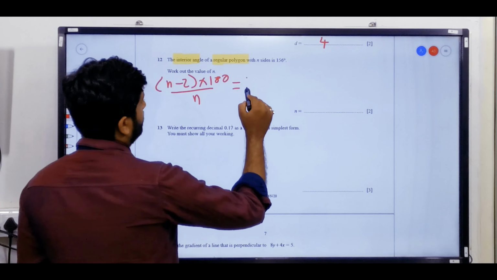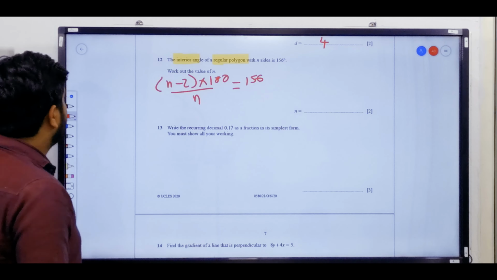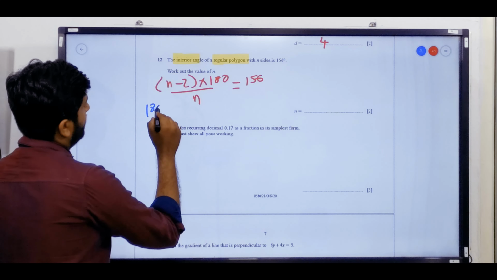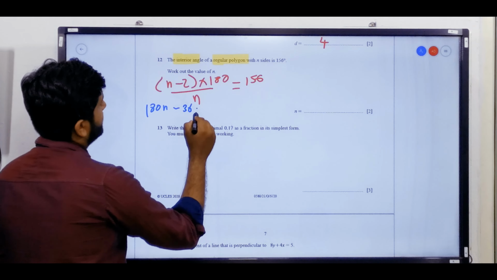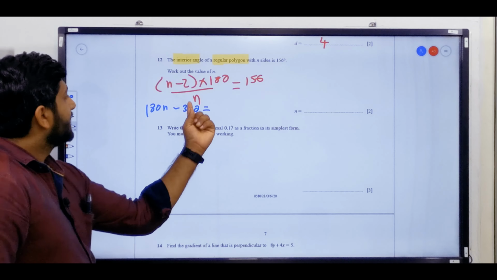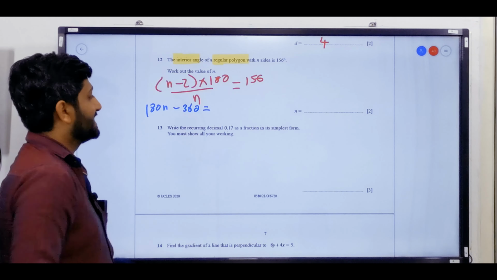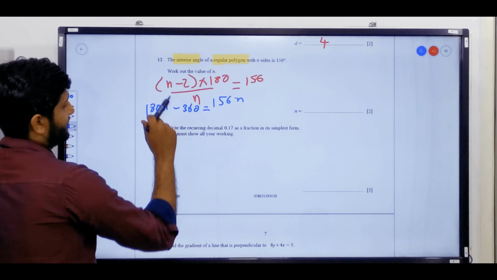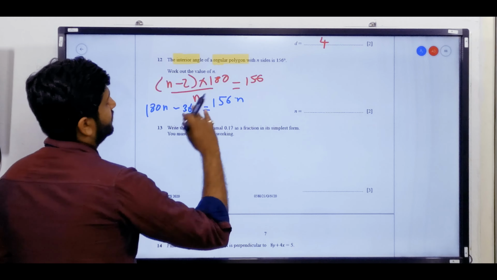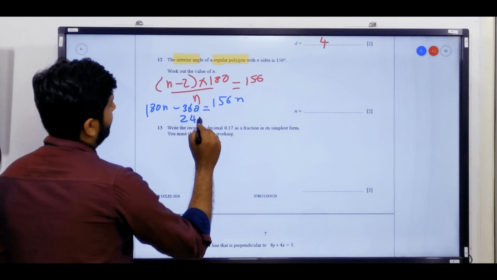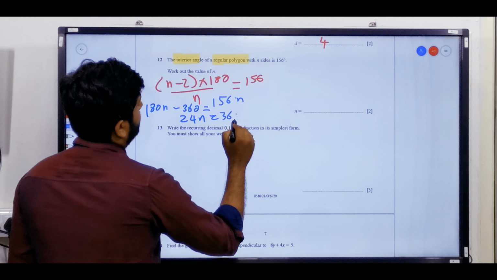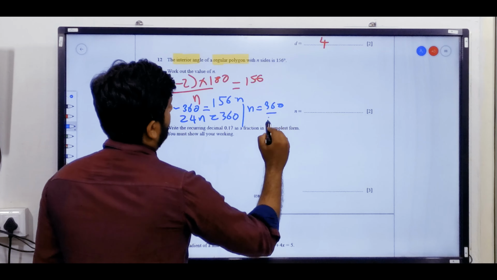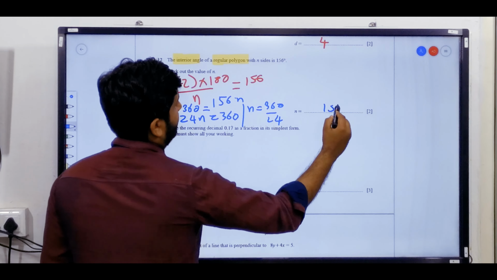Now this is equal to 156. Now let me try to solve this equation. Let us expand these brackets. So this will be 180n minus 360 is equal to 156n, shifting this n to the right-hand side. Let us bring this here and get this 360 to the right. This will be 24n is equal to 360. So my n should be 360 upon 24, which is 15.